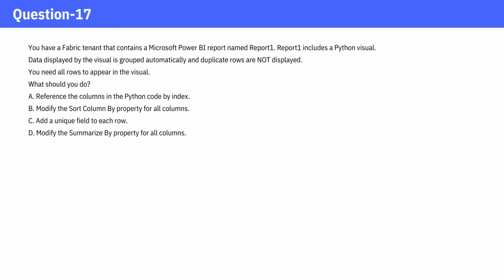Question 17. You have a Fabric tenant that contains a Microsoft Power BI report named Report 1. Report 1 includes a Python visual. Data displayed by the visual is grouped automatically, and duplicate rows are not displayed. You need all rows to appear in the visual. What should you do? A. Reference the columns in the Python code by index. B. Modify the sort by column property for all columns. C. Add a unique field to each row. D. Modify the summarize by property for all columns. Pause the video, think it through, and verify your answer.